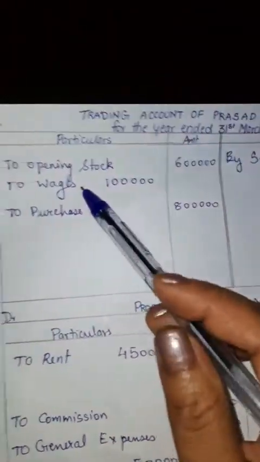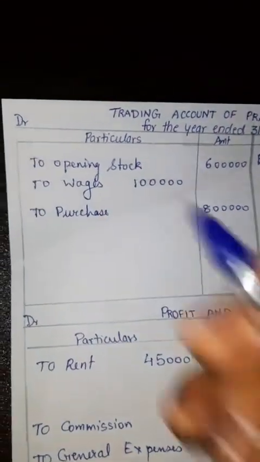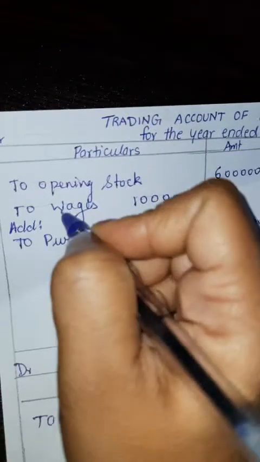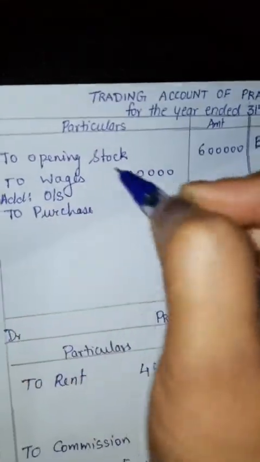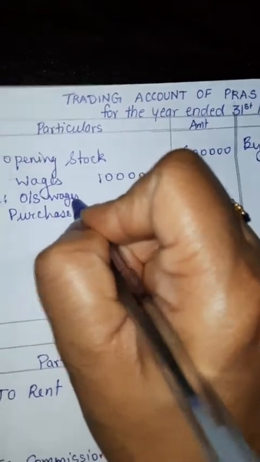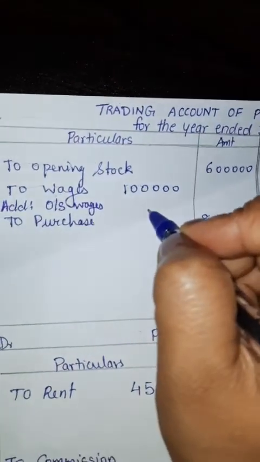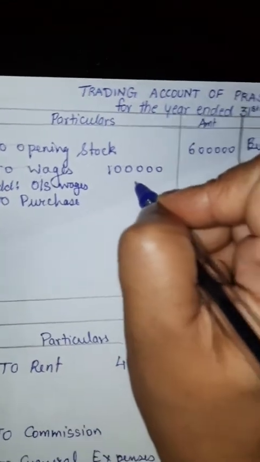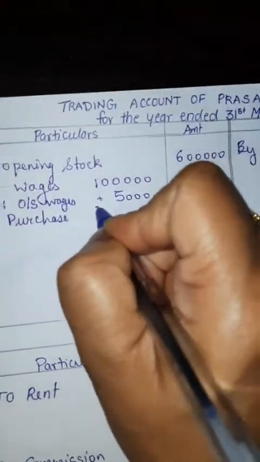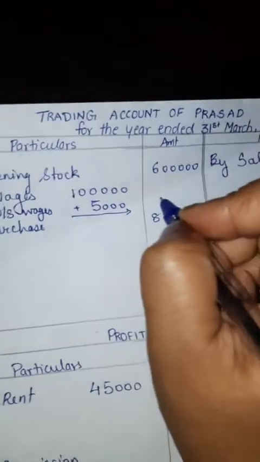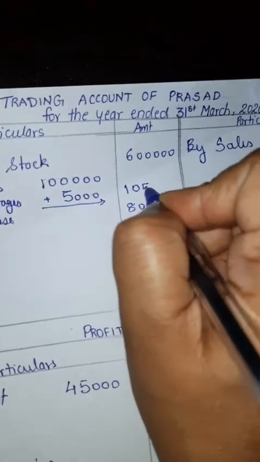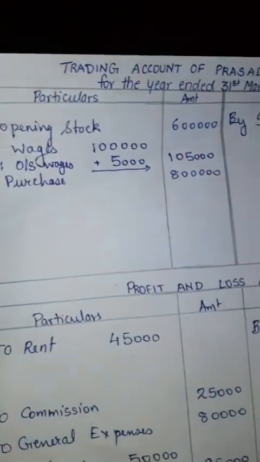Wages is an item which we have shown in the trading account debit side. What are we supposed to do with outstanding? You have to add outstanding. Outstanding means yet to be paid. Wages is due to be paid, but we have not yet paid it. So 5,000 is the amount which is outstanding, that we will add to these wages. The amount we will get is 1,05,000 in the outer column.